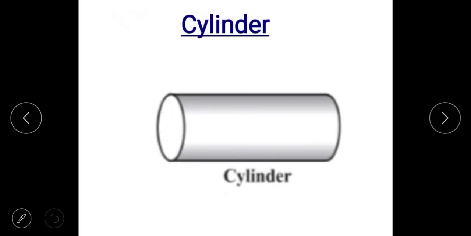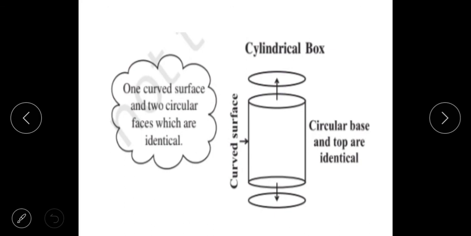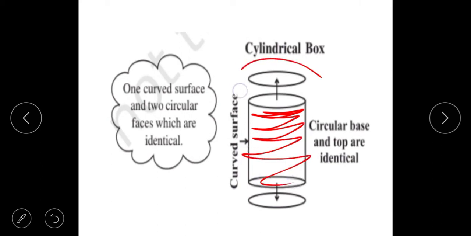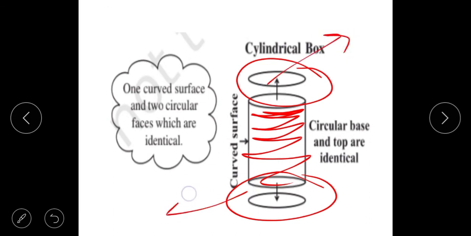Now one more shape, that is the cylinder. A cylinder consists of two types of shapes basically. In the middle part there is a curved surface, and in the top and bottom part there is a circular shape. These two circular shapes are identical to each other, and the middle part is called the curved face.